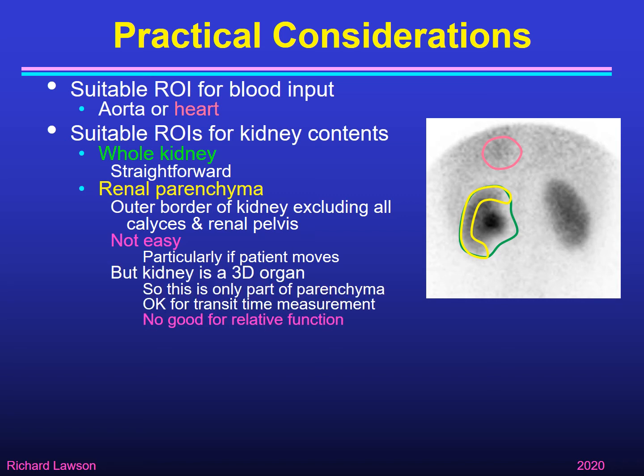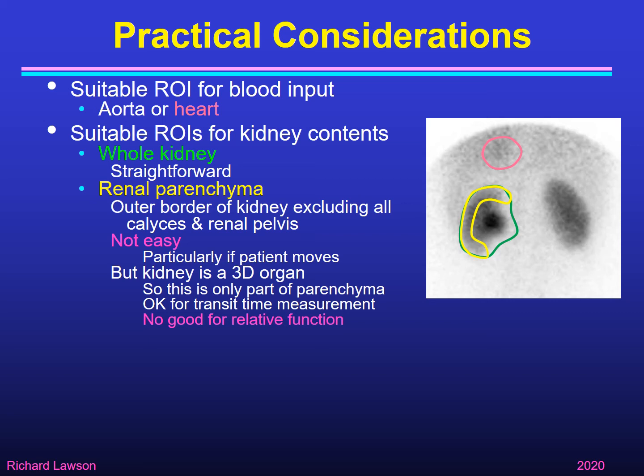We also have to remember that the kidney is actually a three-dimensional organ, and all we're looking at here with the gamma camera is a two-dimensional projection of that. So in reality, the parenchyma extends in front and behind the renal pelvis, so all we've drawn here is part of the parenchyma. Now, if all we want to do is to measure transit time, that's okay, because the transit time through this part of the parenchyma is representative of the transit time through the whole of the parenchyma, so a transit time measurement will still be valid for this region.